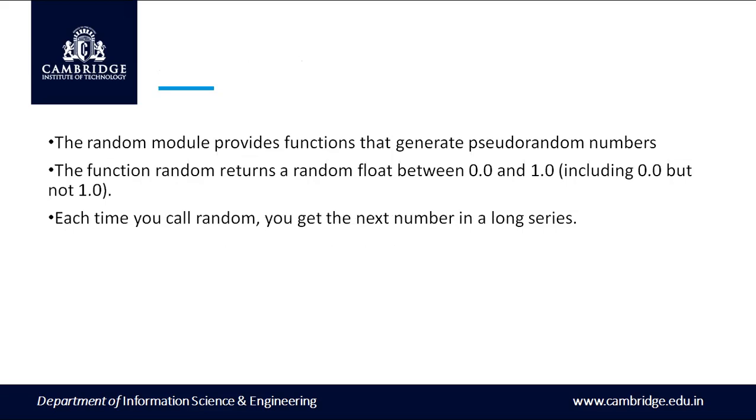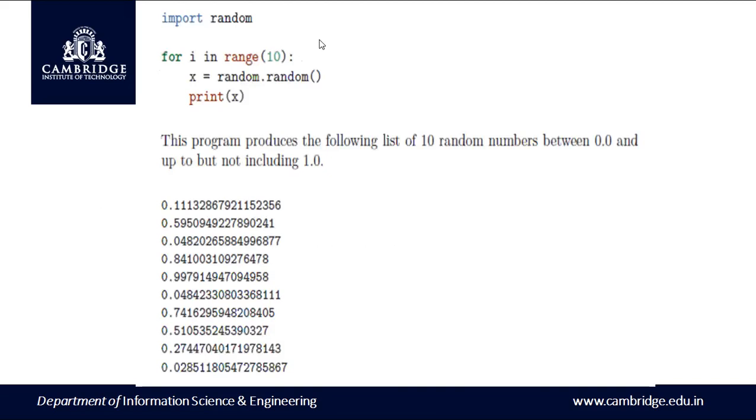The random module: we have to import the random module in the Python program in order to generate pseudo random numbers. Let us see an example for the demonstration of random numbers. Here you can see we import the random package by using the keyword import. When we import the random package, it generates the random numbers. Here we have given the range as 10, so that 10 random numbers will be printed.